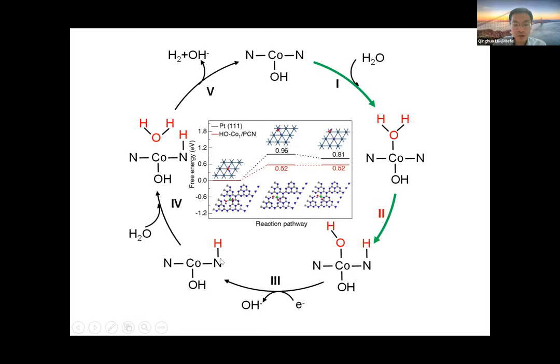In the third step, the hydroxyl was dissolved. In the fourth step, another water molecule was adsorbed at the cobalt active site and then dissociated. The dissociated hydrogen combined with the hydrogen at the nitrogen site and formed a hydrogen molecule.